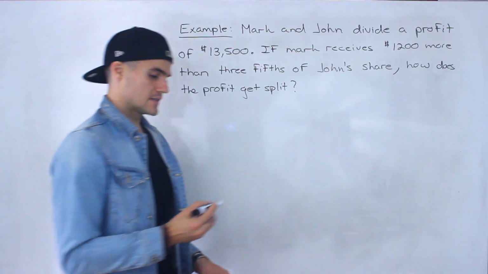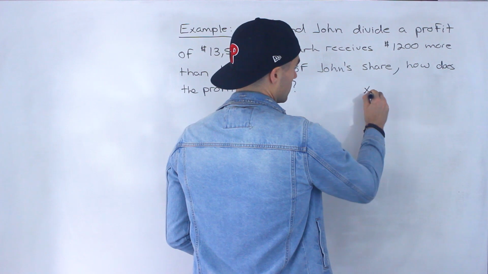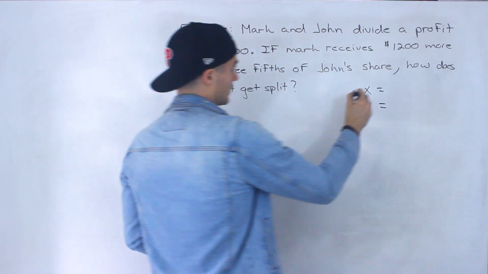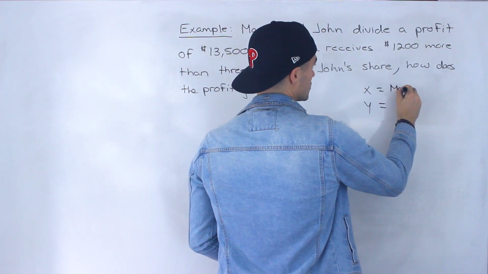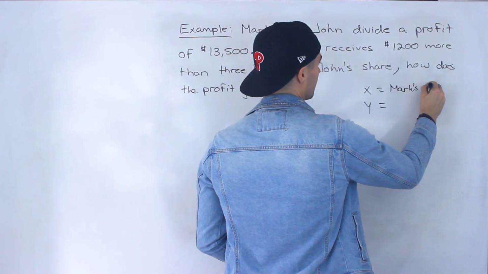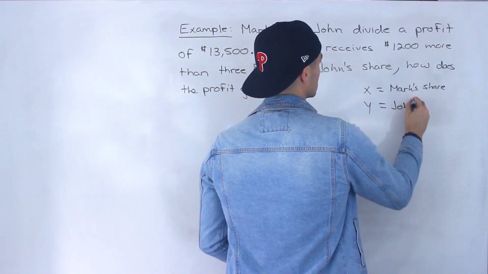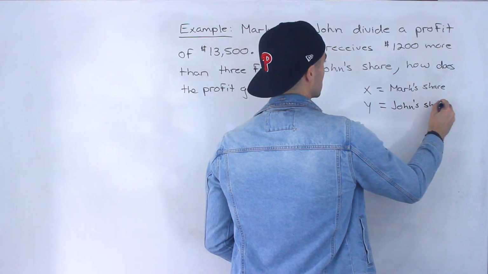So what I'm going to do in this case is introduce variables. So X and Y, you can use any variables you want. So I'm going to let X be Mark's share, and then I'm going to let Y be John's share.